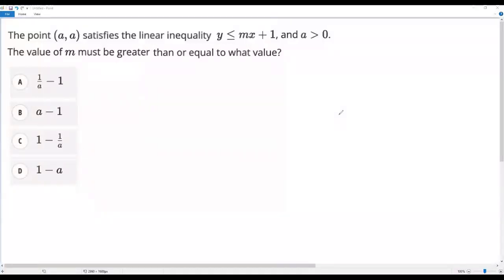Here we have a SAT math question. Okay, let's go with the information. The point (a, a) satisfies a linear inequality y ≤ mx + 1 and a > 0. The value of m must be greater than or equal to what value?